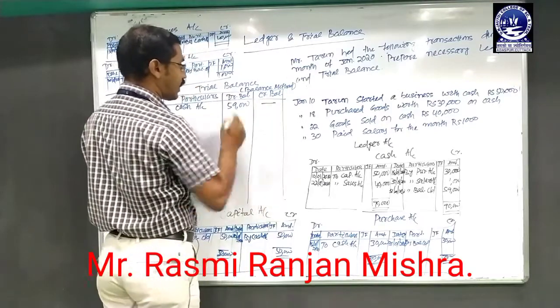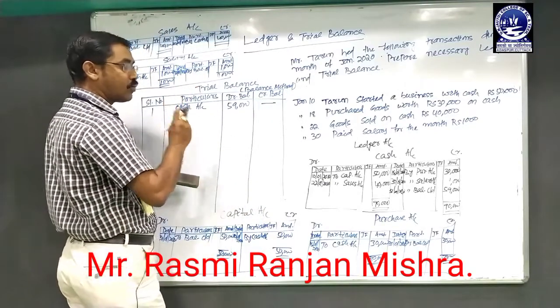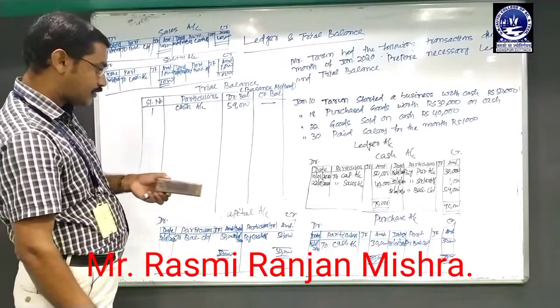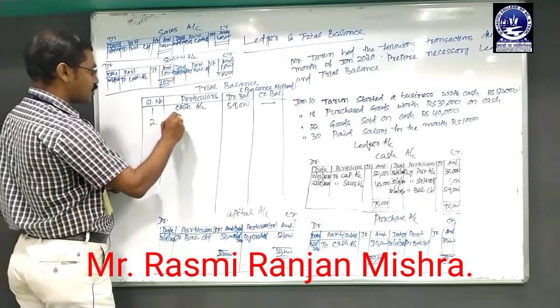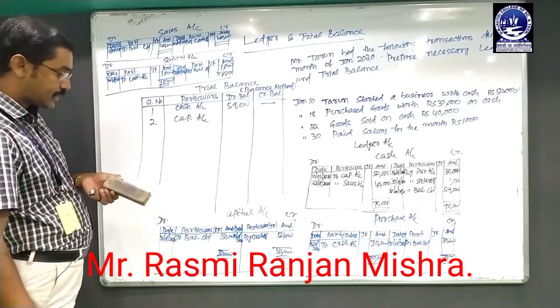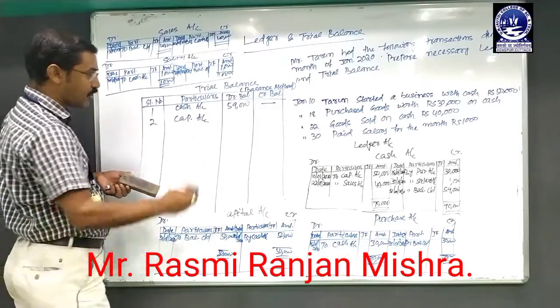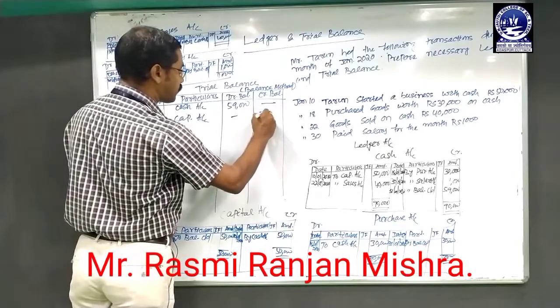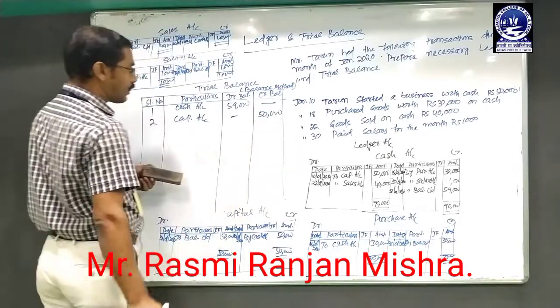There is no credit balance. One account shows only one balance. Then the second one is our capital account, and the capital account shows credit balance because here credit side is more, and how much amount is more, that is 50,000. So debit balance, that is nil.